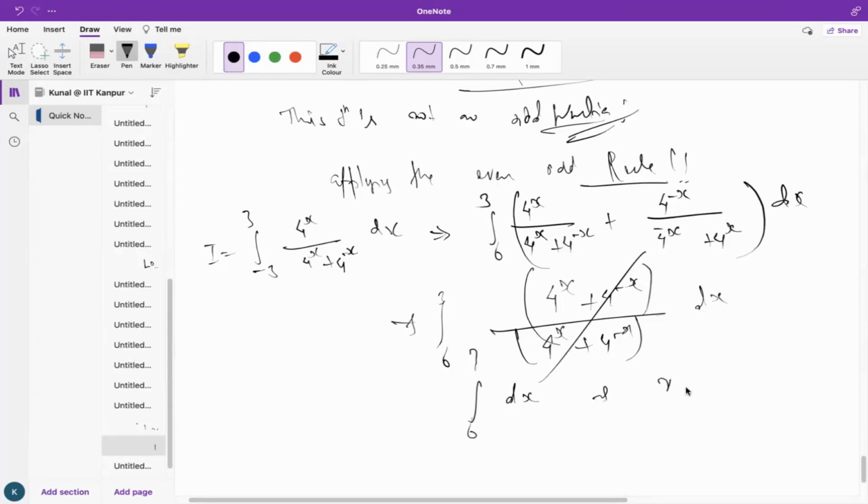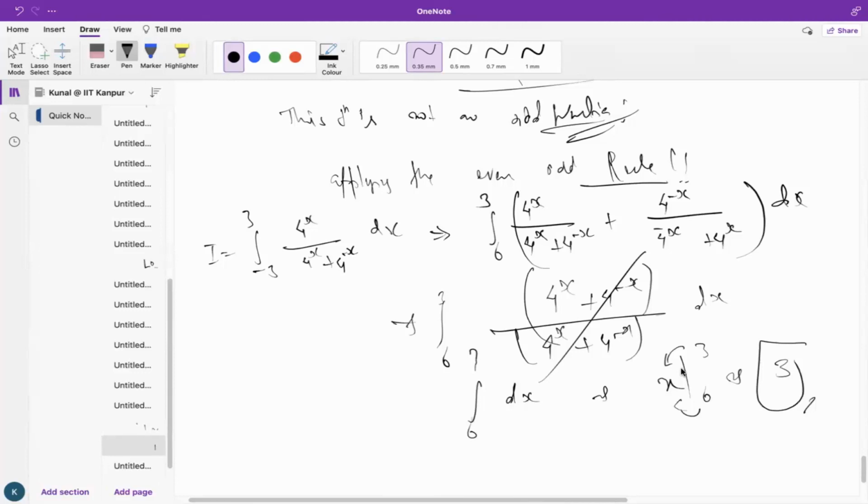And when we integrate we get x. We have to integrate from 0 to 3. Insert the upper and lower limits, so we get the answer. Sorry, the value of the integral is 3. I hope you all understand what I'm trying to say.